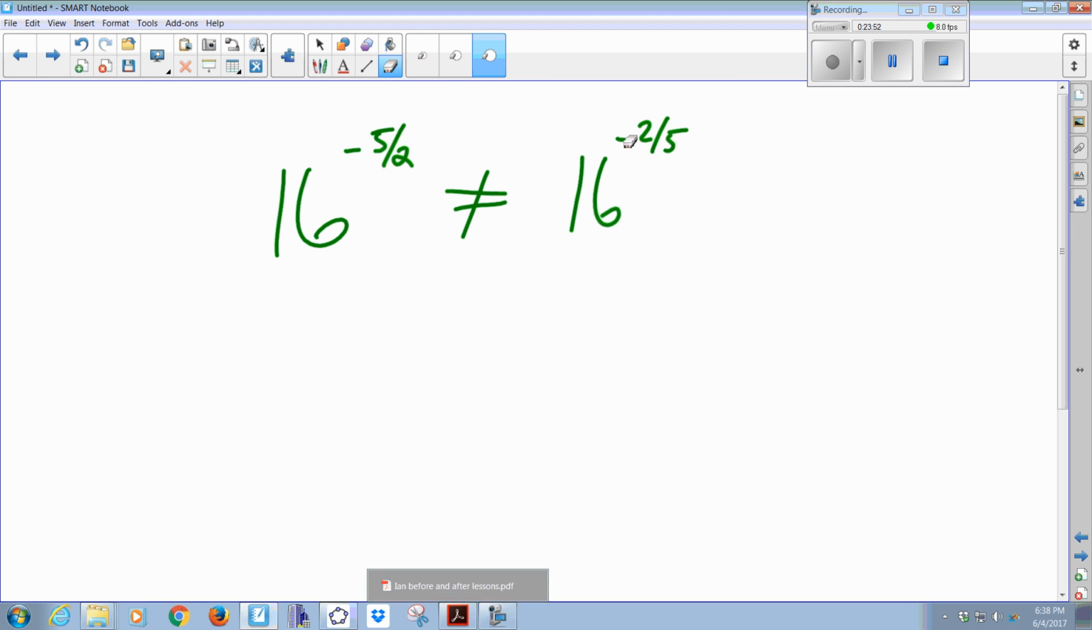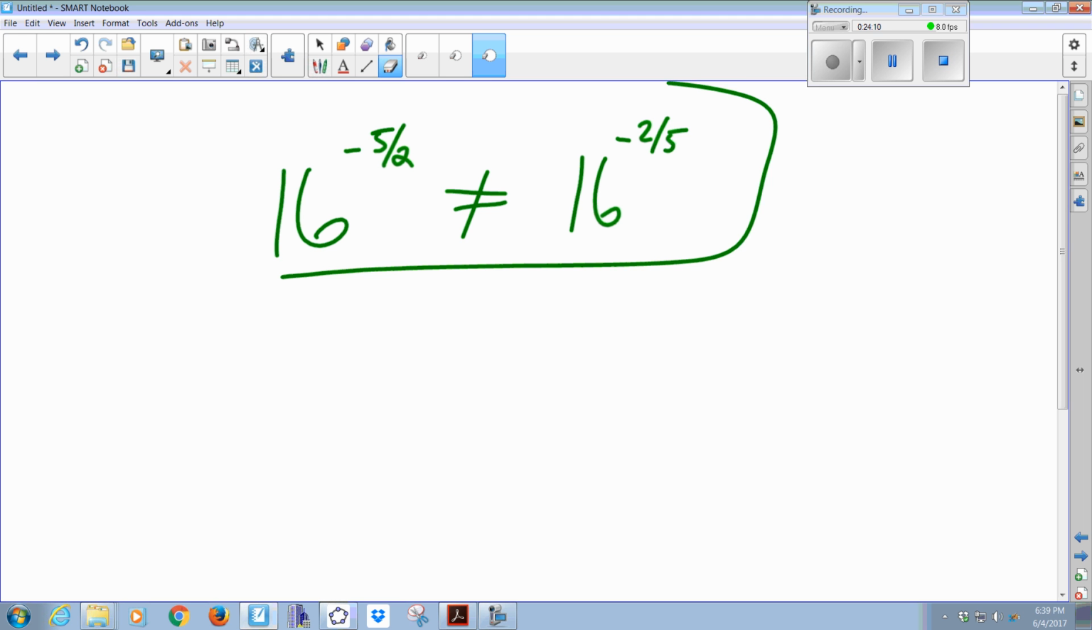Now you're asking for the 5th root of 16 squared and then change the position. So you can never change the exponent itself by inverting it. That will not create an equivalent problem.